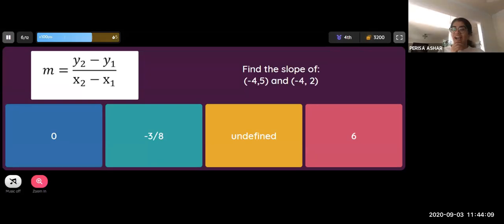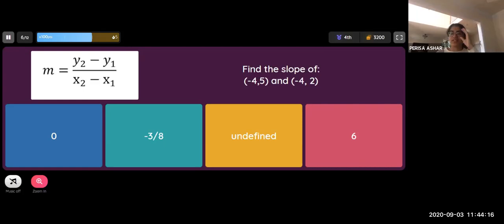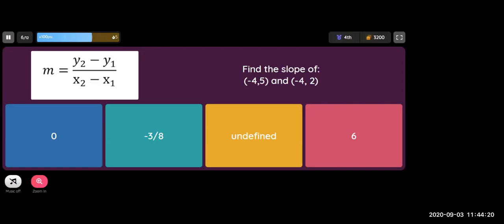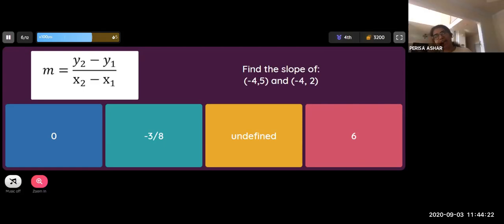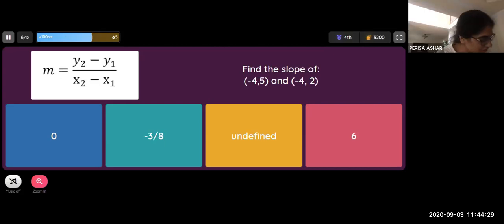So actually, sorry. Camden? Yeah, actually, Camden got that right. Good job, Camden. My bad. I just did it in my head. I should have done it on paper just to make sure. But yes, undefined is the right answer. So good job. That was a tricky question.